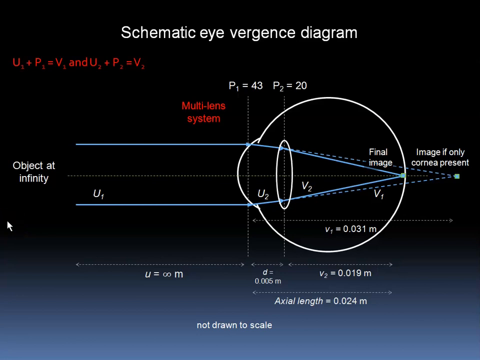This is a schematic eye divergence diagram. It shows two lenses in the system, and we use this to calculate for lens implants in cataract surgery. As mentioned before, we would use U1 plus P1 equal V1 and U2 plus P2 equal V2 for each of the lens systems in a manner previously described.